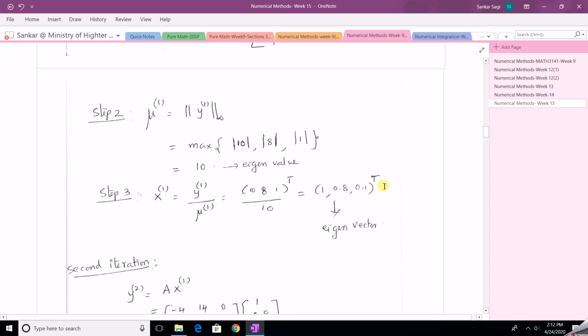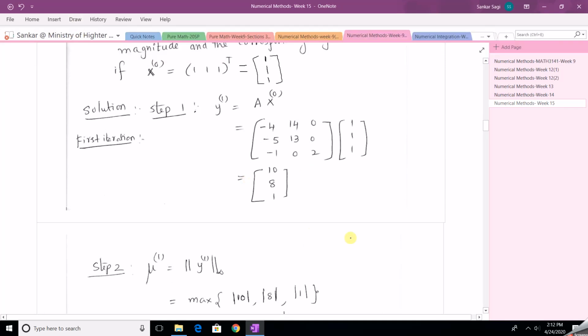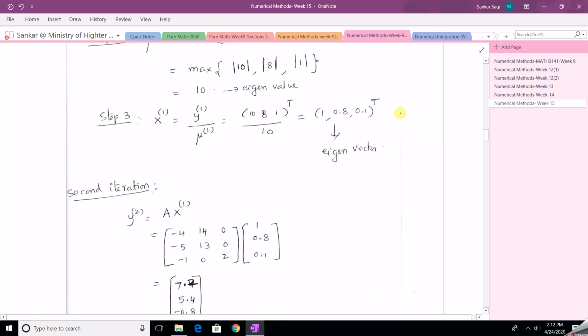So the column matrix, I can write this as a vector: 1, next 0.8, and 0.1.